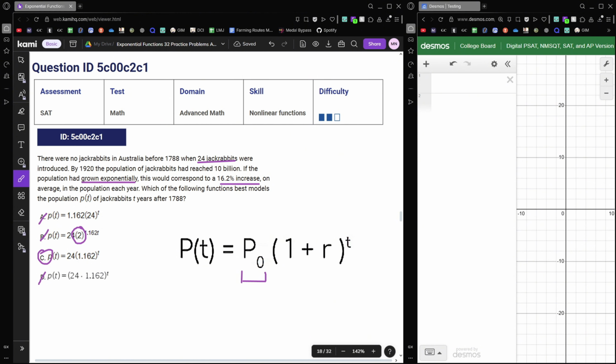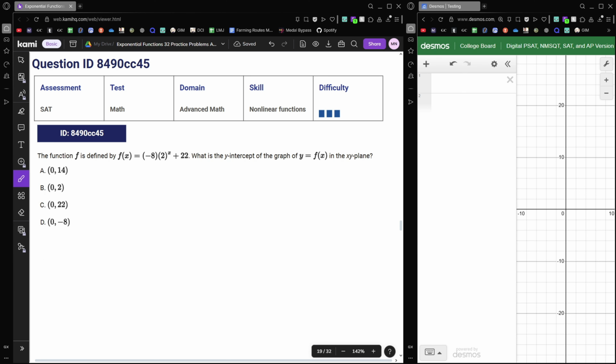Now this is also really easy to solve for the number in the parentheses. You would just do 1 plus r, which is the percent increase, so you do 1 plus 16.2%. And then to convert the percent to a decimal, you would move the decimal place 2 points to the left. So you would do 1 plus 0.162 to get 1.162, which does match our answer.